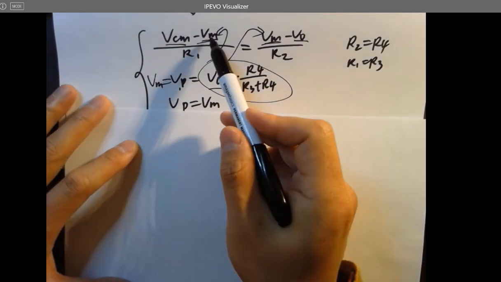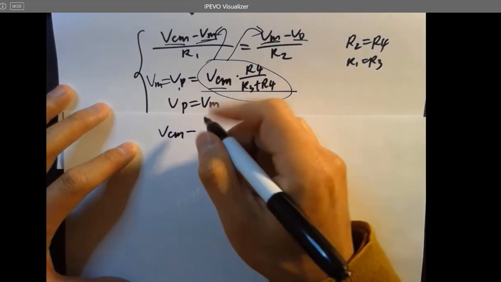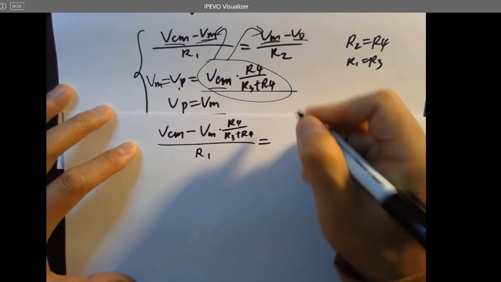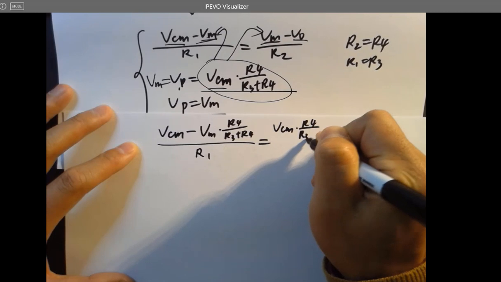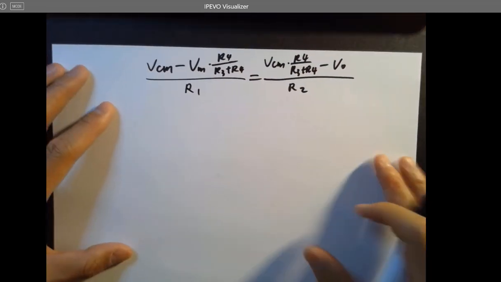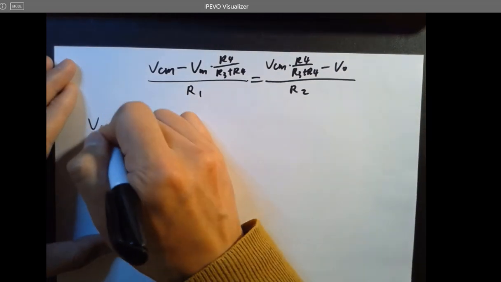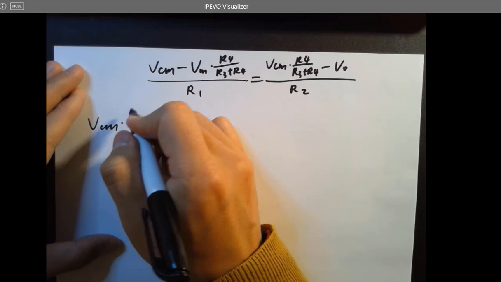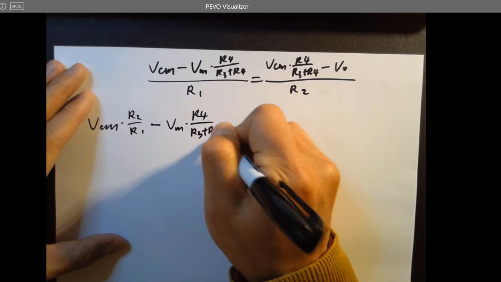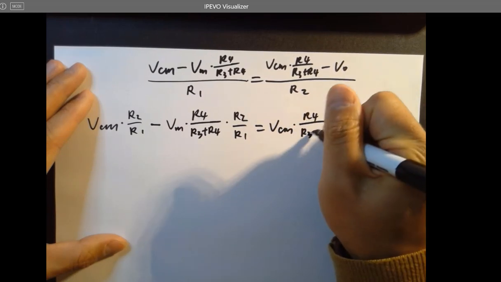So now let's substitute VM over here. This is VM, and we're going to use this as VM in this equation. So we have VCM minus this entire thing, VCM times R4 over (R3 plus R4), over R1 equals VCM times R4 over (R3 plus R4) minus VO, over R2. All right. Then what's next? We can multiply by R2 on both sides of the equation and move R1 to the other side. So we get VCM times R2 over R1 minus VCM times R4 over (R3 plus R4) times R2 over R1 equals VCM times R4 over (R3 plus R4).